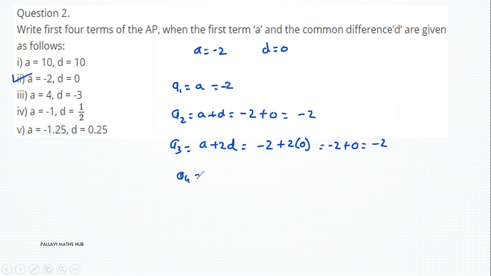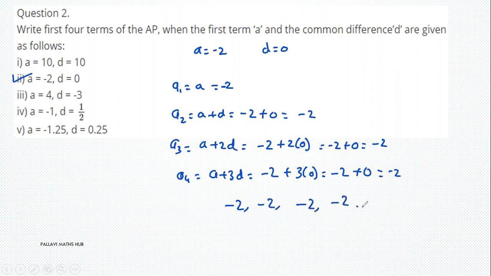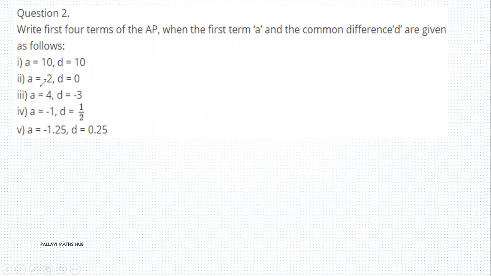Find out a4. a plus 3d. Minus 2 plus 3 into 0. Minus 2 plus 3 into 0, which is 0, is equal to minus 2. So the first term is minus 2, the second term is minus 2, the third term is minus 2, the fourth term is minus 2.